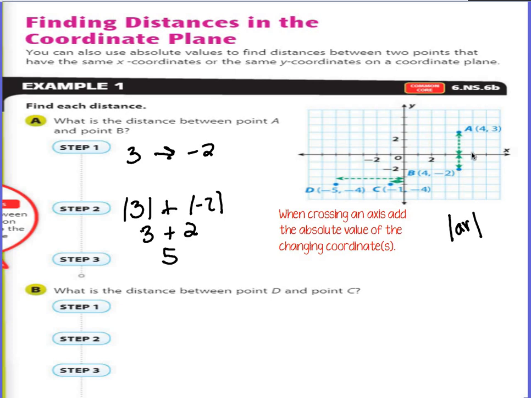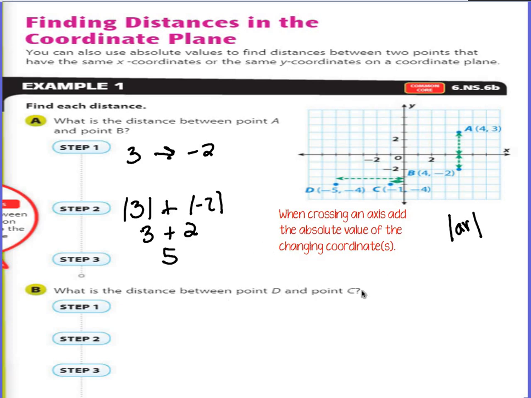Now, in this case, the x value did not change, so we didn't move left or right. We just went up or down. Since we're talking about going from A to B, we can say that we moved 5 spaces down.